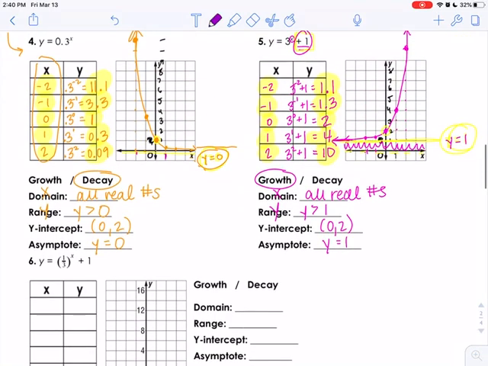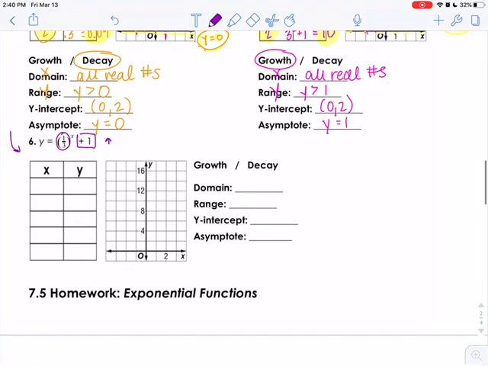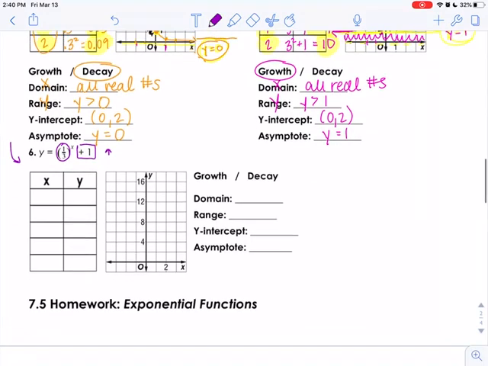So based on the example we just did, actually the past two examples, we can kind of figure out what this is going to look like. We notice that this plus 1 on the end means it's going to shift our graph up 1. And when we have a number that's less than 1, it means that we're going to have exponential decay. It's going to be going down. So that's just a prediction of what this is going to look like.